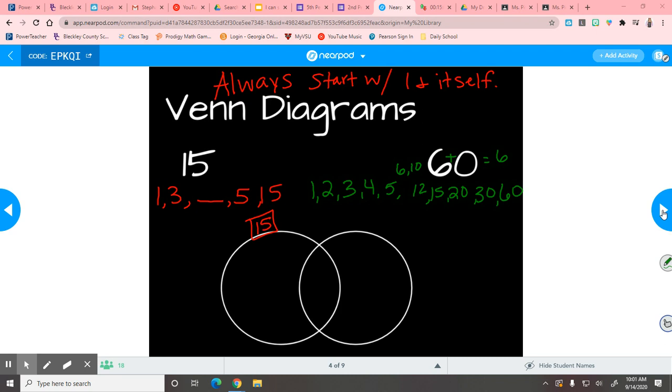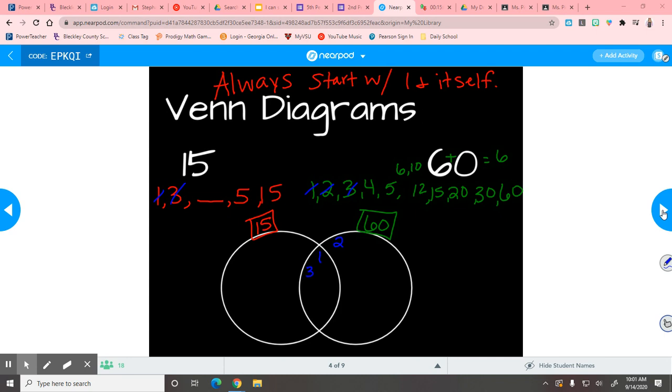Somebody tell me what goes in the middle of a Venn diagram. What they have in common. Okay, so let's go through our list. Do they both have 1 in common? Yes. Do they both have 2 in common? No. 2 is over in 60. Do they both have 3? Yes. So that's going to go in the middle.